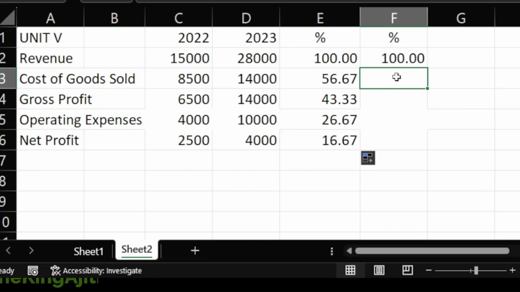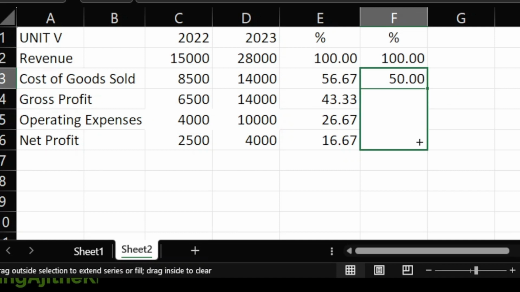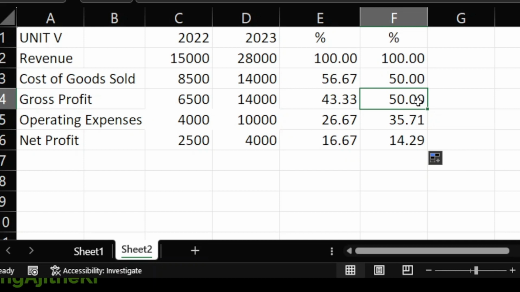In the same way, we will do it for year 2023 is equal to this one into 100 by what is the total value? Total revenue is here 28,000. And 50%. I'm copying all this. Okay, 50% is gross profit, and operating expense 35%, and net profit is 14.29%. Here you have to make some comparison.